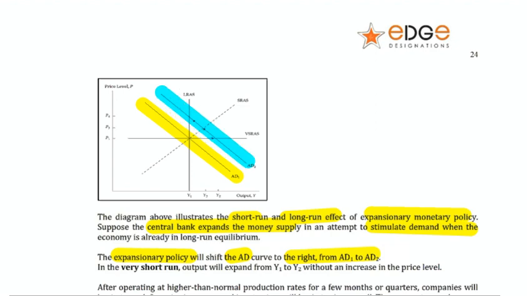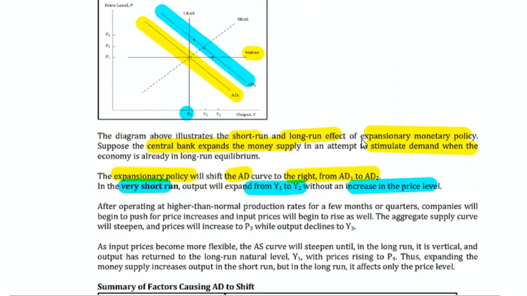In the very short run, output will expand from Y1 to Y2 to match that, and you can see over there it's the very short run supply curve. That's on the supply side. In the very short term, there are no increases in prices.